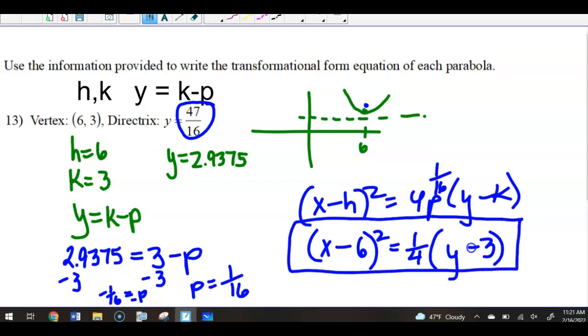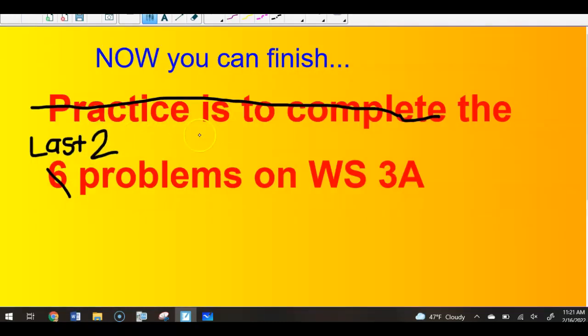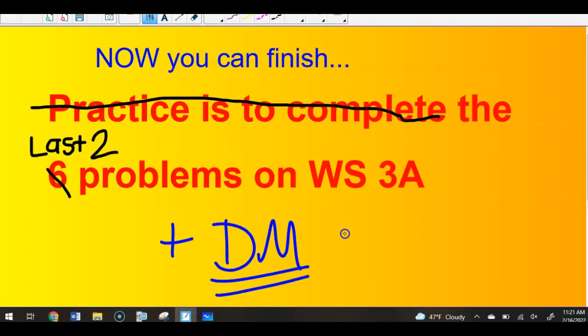You do have to actually do one of these on the quiz where you're given either the focus or the directrix. So make sure you can do those kind, all right? So all your homework is to finish the last 2 problems on worksheet 3A, and then there's a Delta Math assignment. Please see in the lesson plans. It's called Parabola Practice or something.